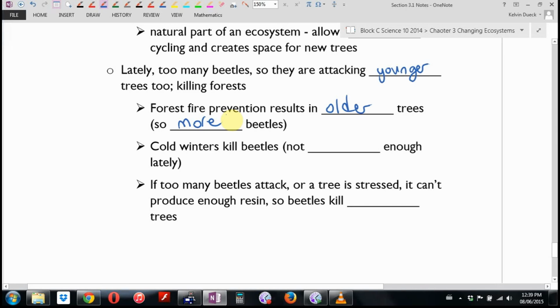Cold winters kill beetles, but not cold enough lately. And for a young tree, if too many beetles attack or the tree is stressed, it can't produce enough resin, and so its natural defense doesn't work. So now the beetles were killing and are killing young trees that normally could fight them off.